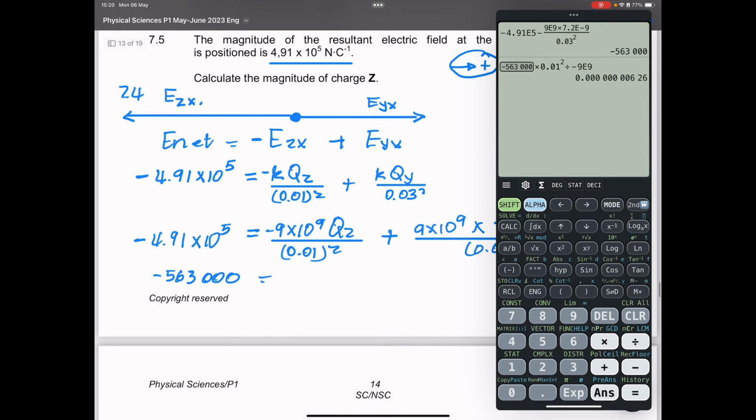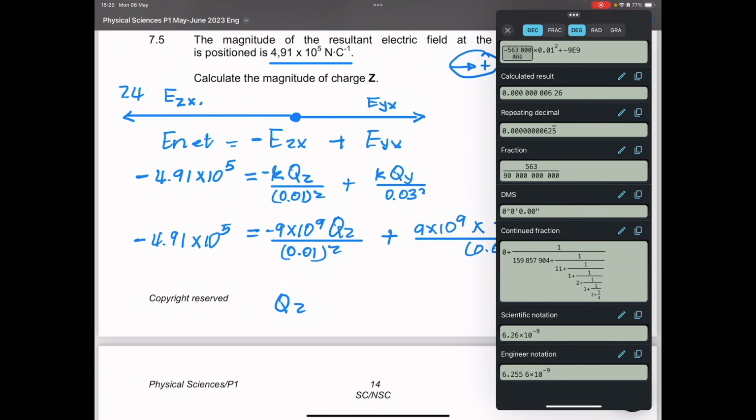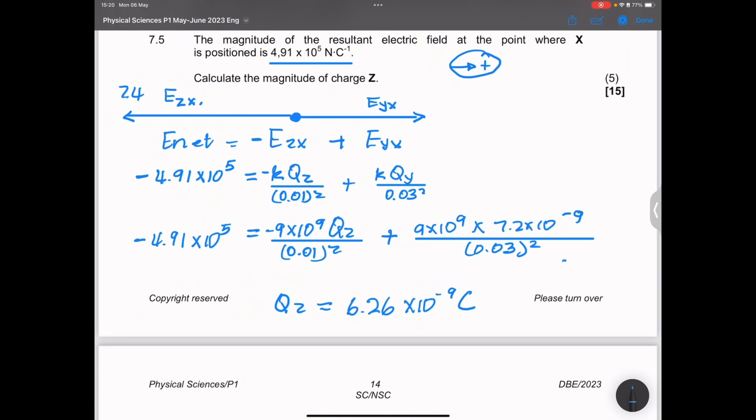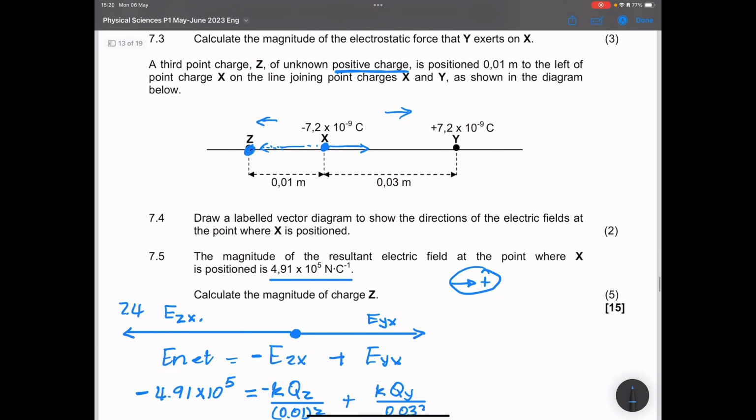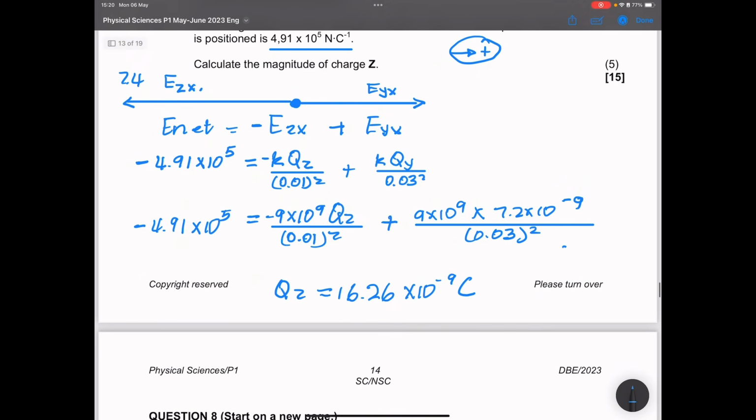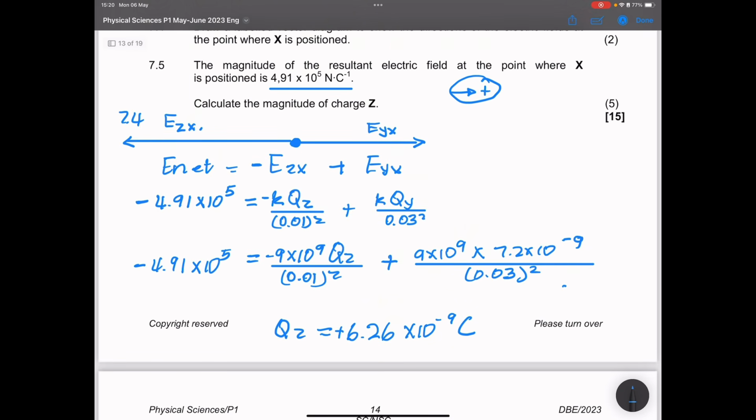So the charge on Z, you can work it out, please. I get a charge of 0. Let me just put it on math mode so that I can get it into scientific form. So my charge on Z, the magnitude is 6.26 times 10 minus 9 coulombs, right? So that is my charge on Z. You can verify it, ladies and gents. And remember, they did say that it's positive, so that should also be positive. All right, ladies and gents, that is how that cookie crumbles. I hope that you understood it.